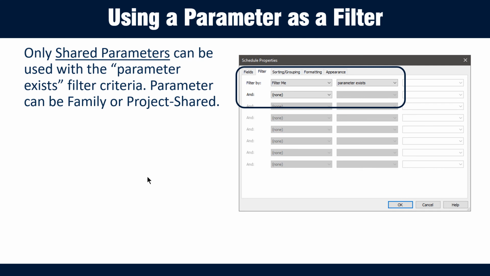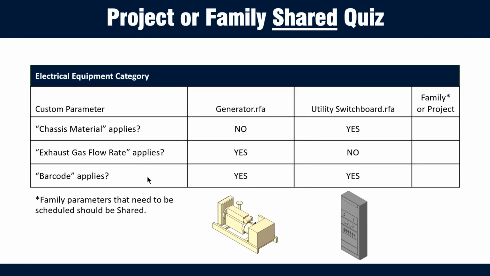Okay. Here's a little quick quiz that I want to show you, to see if you guys absorbed all this data here. All right, so I have an example. We're using the electrical equipment. I did this for you. I was thinking that you were going to be here weeks ago, so I went ahead and did it this way. All right, so I have an electrical equipment category, and I have two families. One's a generator.rfa, and another one's a utility switchboard. And then I have some custom parameters. These are not parameters that are built into Revit.